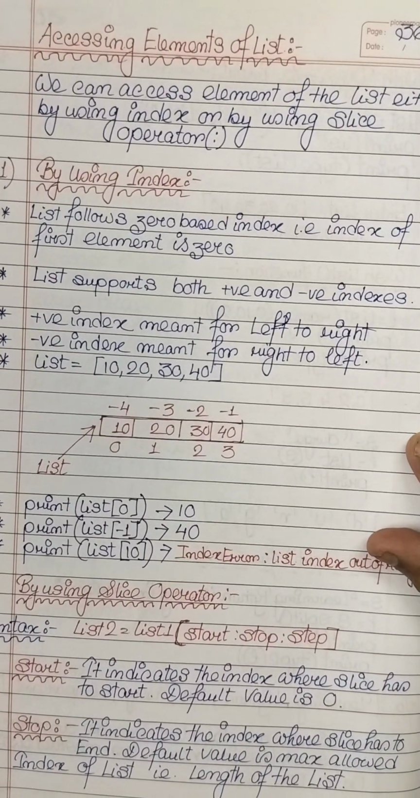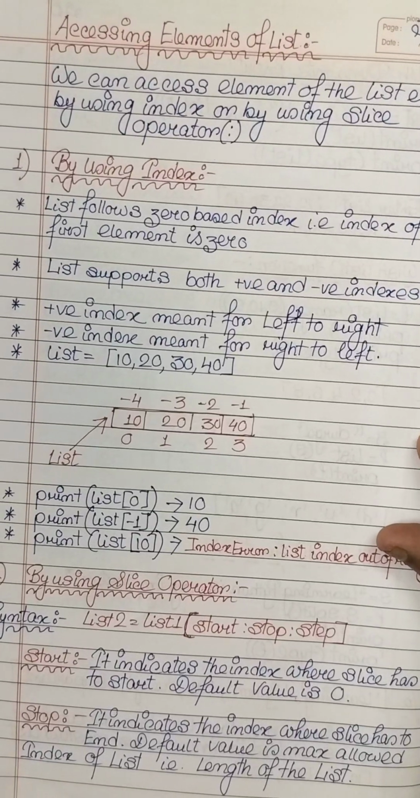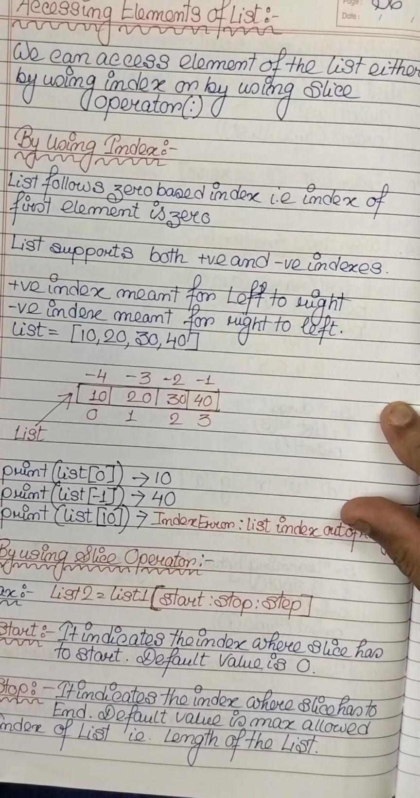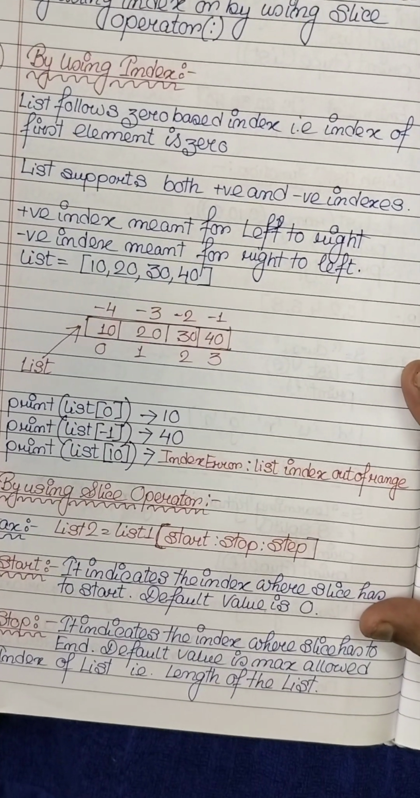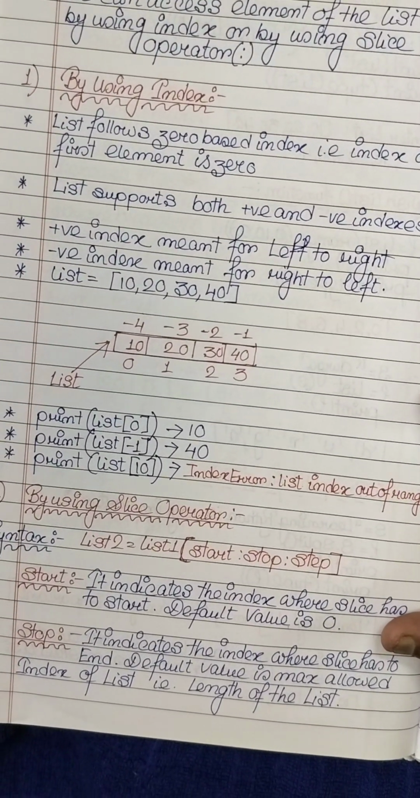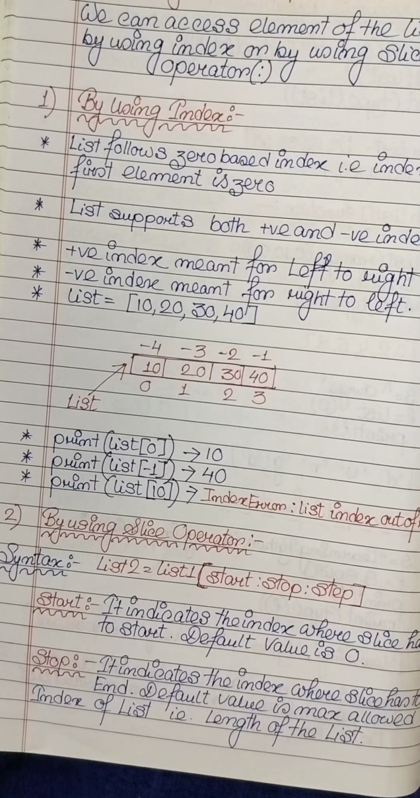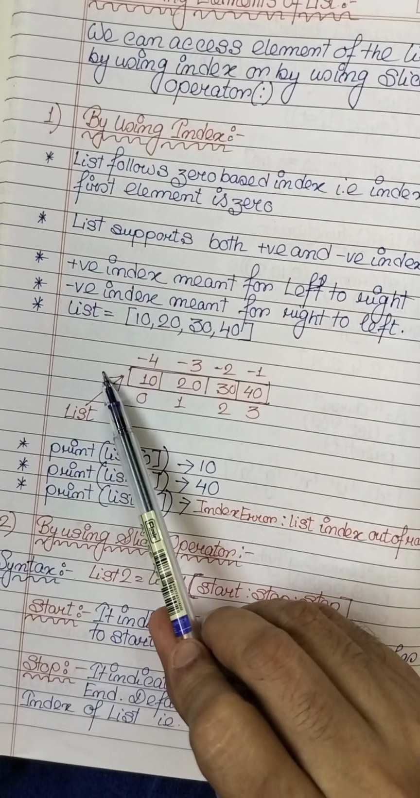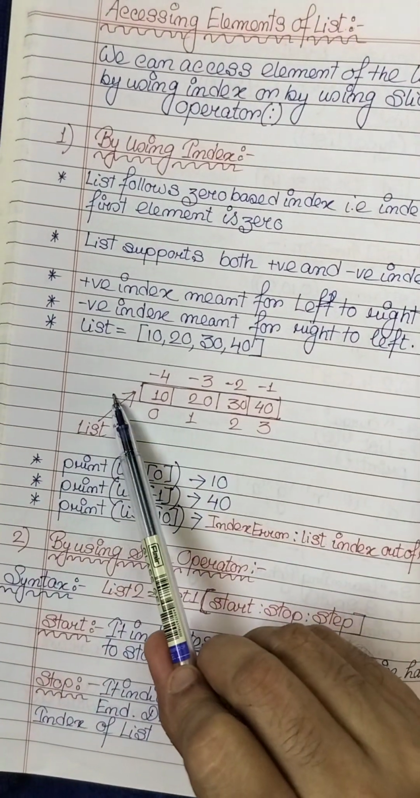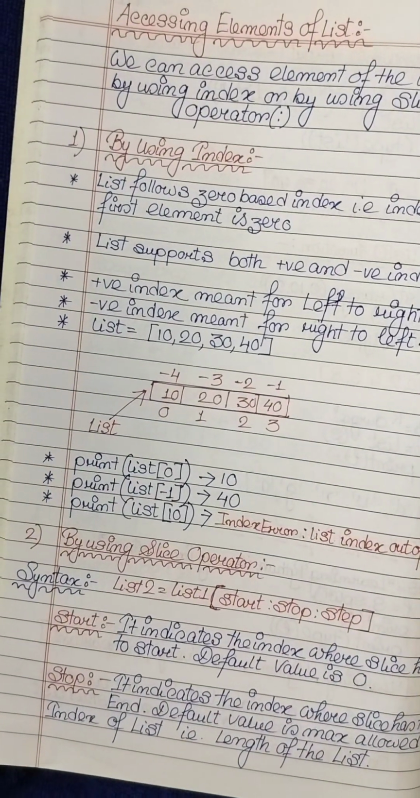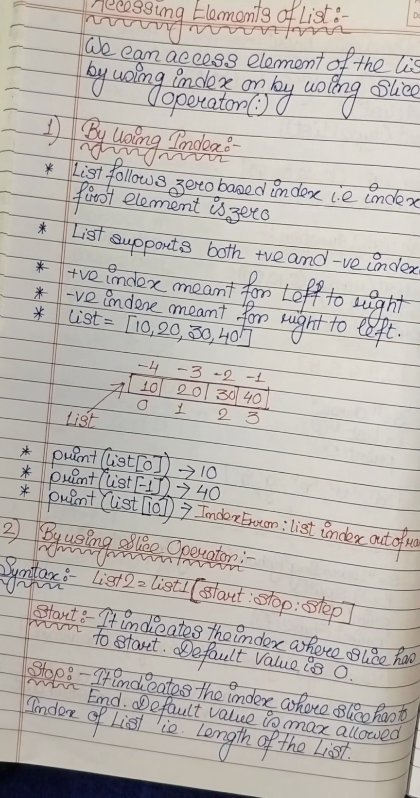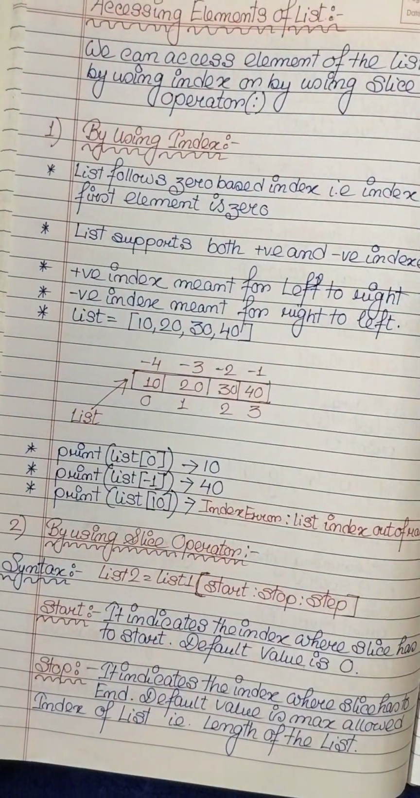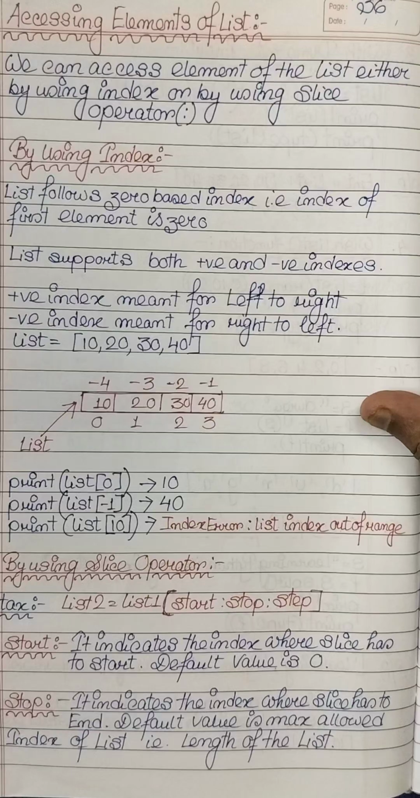List follows zero-based index, that is, the index of the first element is always 0. List supports both positive and negative indexes. Positive index means from left to right, that means from the left-hand position to the right-hand position. And negative index is meant for right to left, that means from the right-hand position to the left-hand position.